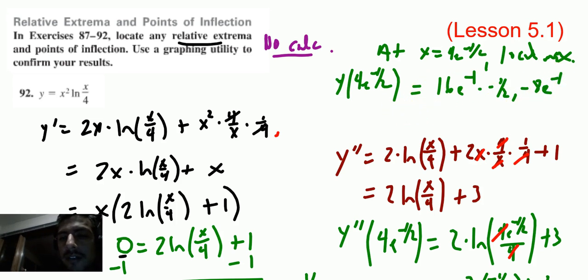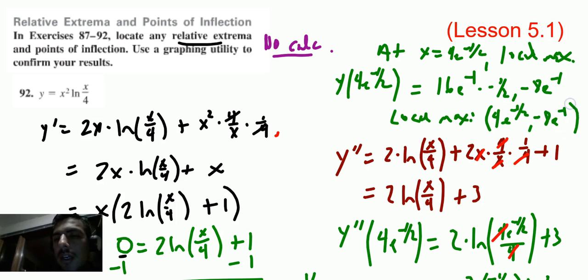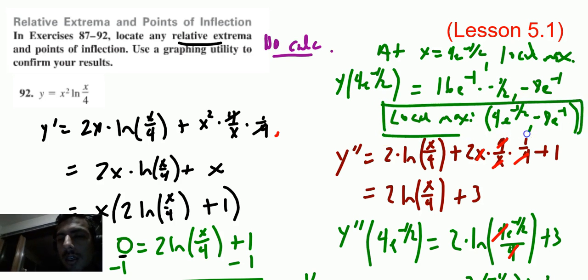So our local max is going to be 4e to the negative 1/2 and negative 8e to the negative 1. And that's how you would solve this problem with no calculator. That's for the first part.